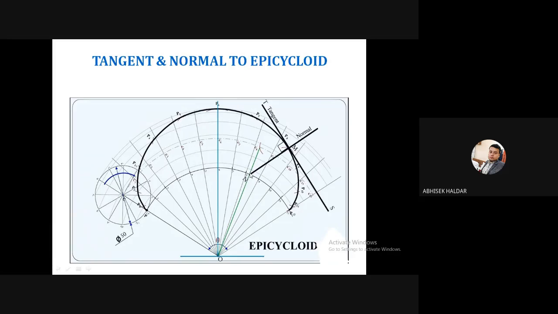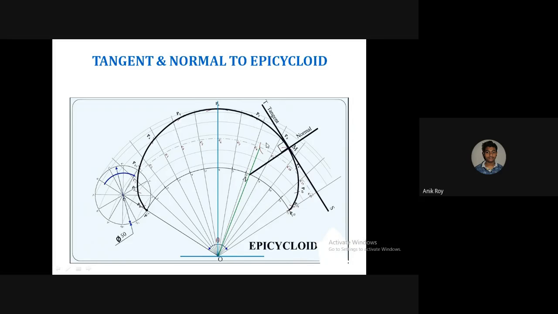Once you get this point N, join this point N to this M and extend. That is the normal. Once you have the normal, draw 90° to this normal at the same point M. So I will get the tangent, because I know that normal and tangent make an angle of 90°. Okay, now it is clear.